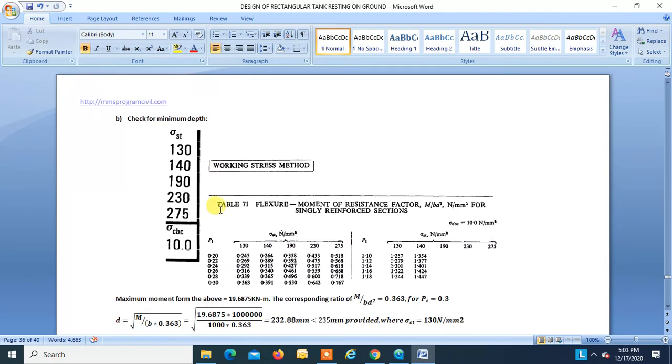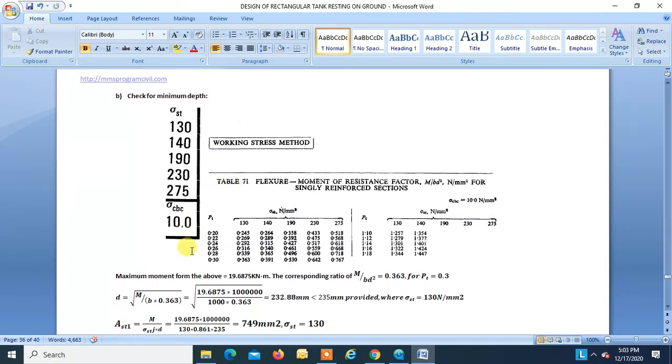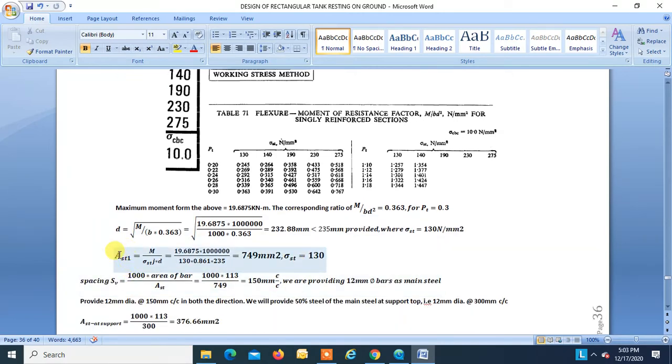So again, using the table, in case of cover slab, we are taking minimum percentage of steel as 0.3. The corresponding coefficient M by bd square corresponding to 0.3 is 0.363. So we are taking 0.363 over here, and the maximum moment, 19.6875. For that moment, the minimum depth required is 232, and we have provided 235. We have provided greater than required, so it is okay. So we can find Ast using this formula. So this is the moment. Ast is found to be 749.